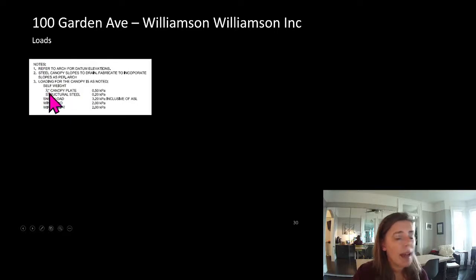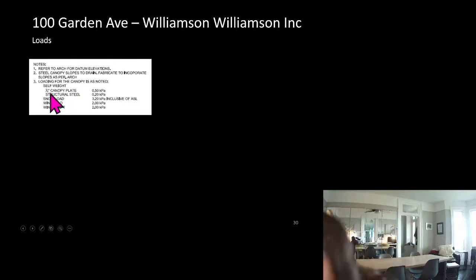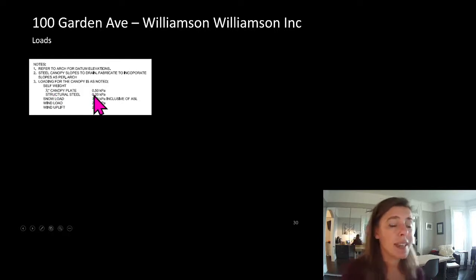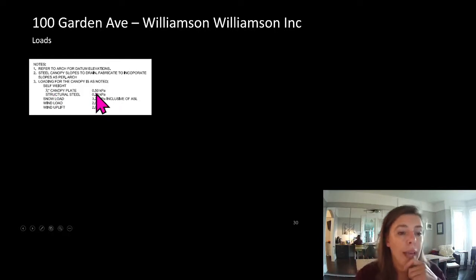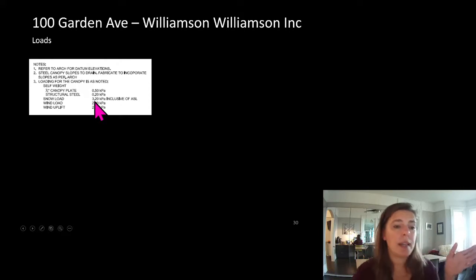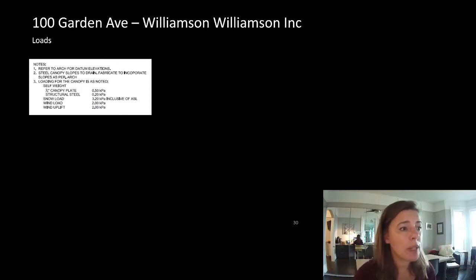Self-weight. This was 1/4 inch canopy plate steel. So very thin steel, is still quite heavy. We had the structural elements that were supporting it, so those ribs. Snow load. This one, the overhang was quite short and we only had snow load.